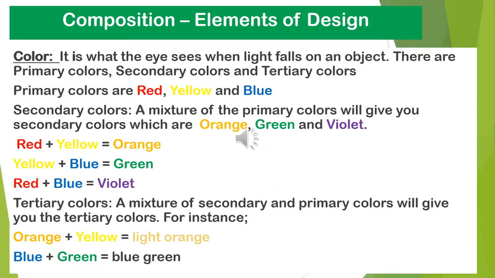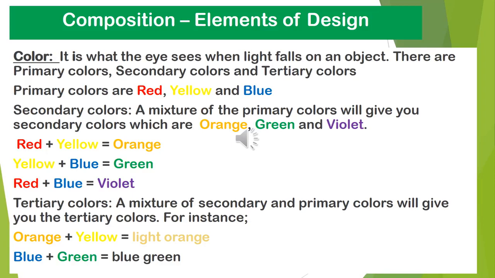Right class, so let's continue. Color is also part of the elements of design. It is what the eye sees when light falls on an object. There are many types of colors. We have the primary colors, secondary colors, and tertiary colors. We are going to take these types of colors one after the other and explain them. Primary colors are colors that you can never mix any colors to get. They are red, yellow and blue. When you mix any colors together, you can never get these colors. So they are neutral colors.